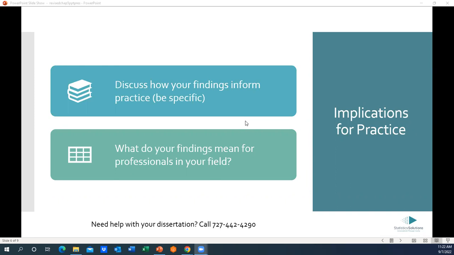So you want to get really specific and detailed about how what you found can inform practice. And you can get nuts and bolts here. What does that mean? How might this information be distributed, disseminated to the involved people? If it's teachers, maybe it's through professional development, maybe it's through seminars or workshops or something. So you can get hands-on, nuts and bolts with this. How can your findings inform people at the practice level?